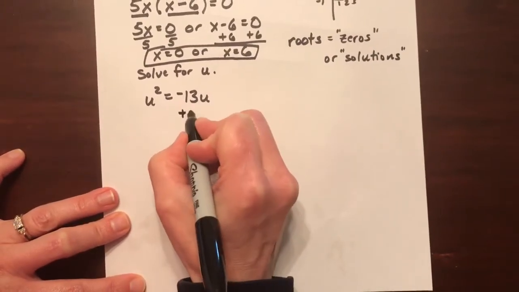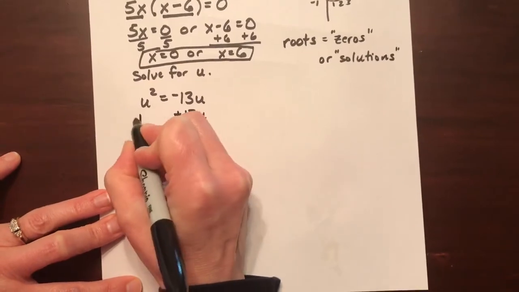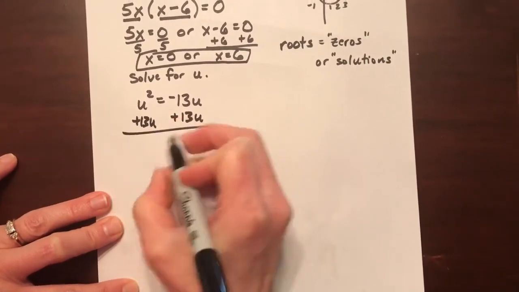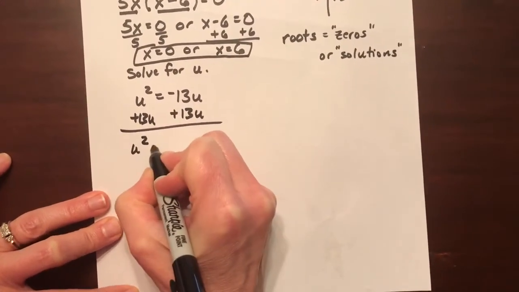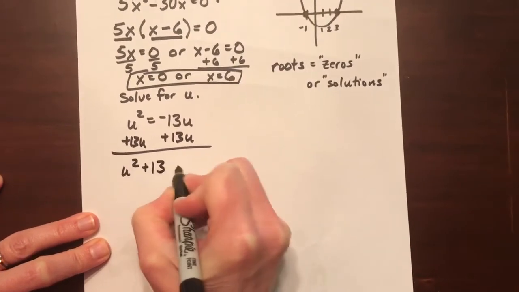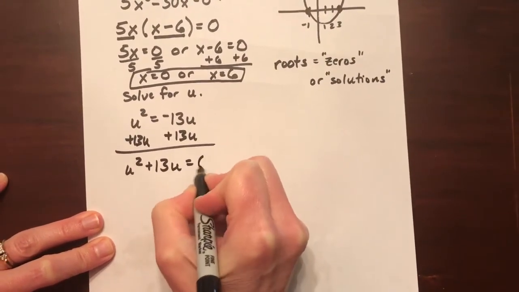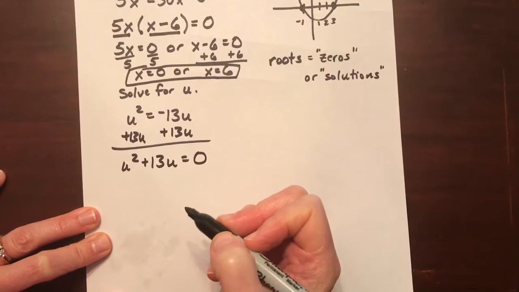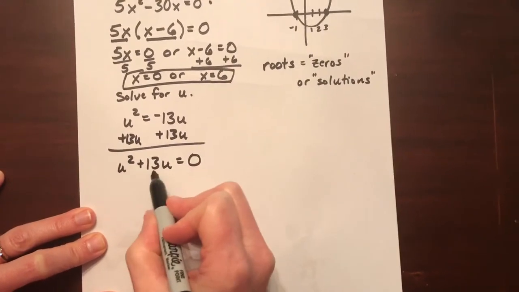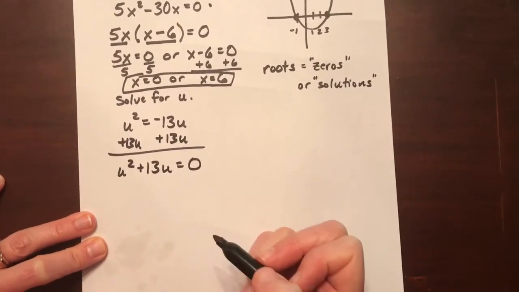So I'm going to start by adding the 13u to both sides. That way these terms here on the left will be positive. My leading coefficient will be positive. So now I have u squared plus 13u equals 0.